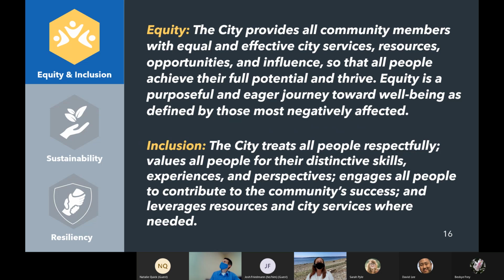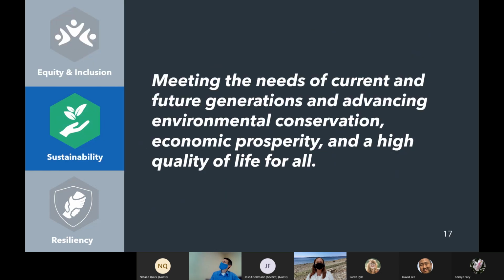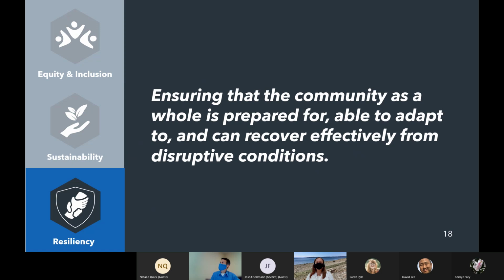And sustainability is on the next slide. The definition we have in Redmond 2050 is meeting the needs of current and future generations and advancing environmental conservation, economic prosperity, and a high quality of life for all. And then finally, resiliency is ensuring that the community as a whole is prepared for, able to adapt to, and can recover effectively from disruptive conditions.